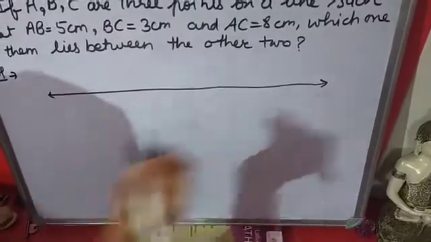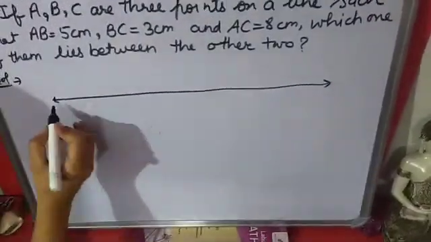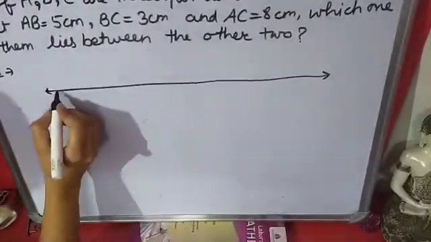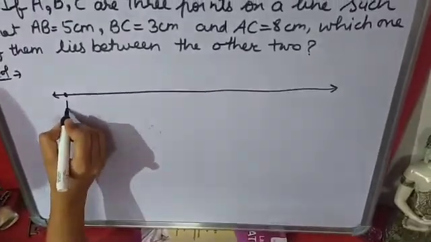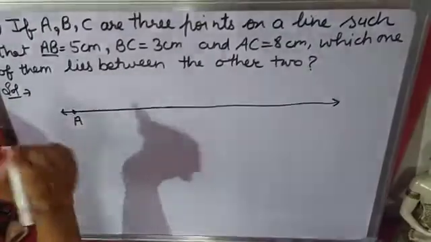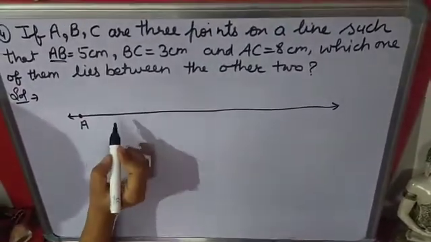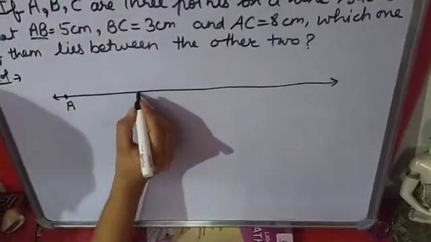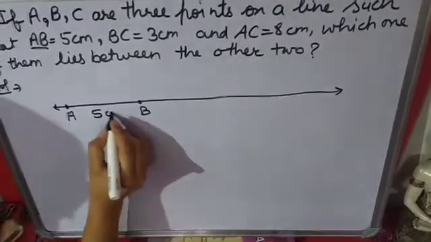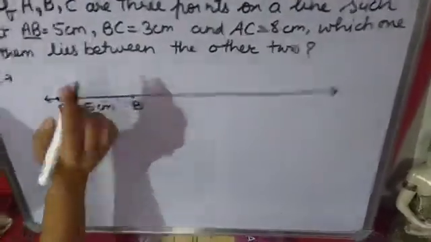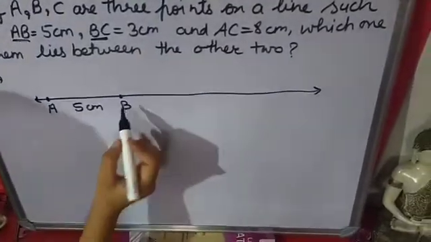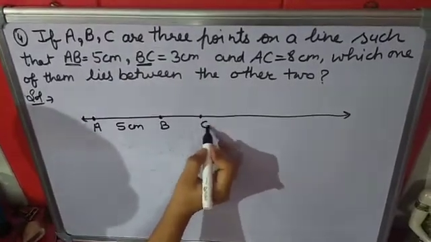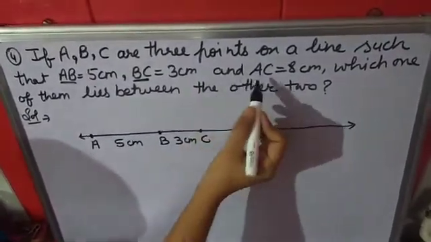Draw one line. Now take one point here. Okay? That is A. Now he is saying AB is 5 centimeter. Now with help of scale or with help of compass, you put here AB 5 centimeter. Okay? 5 centimeter AB. Then BC is 3 centimeter. It means from B, now you have to measure 3 centimeter. So BC 3 centimeter and AC 8 centimeter.